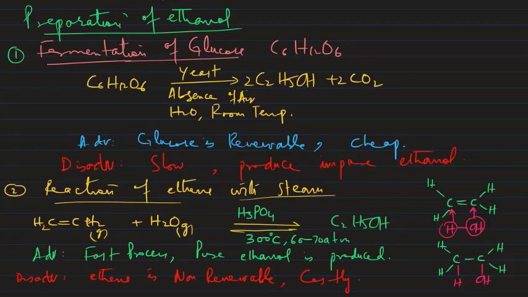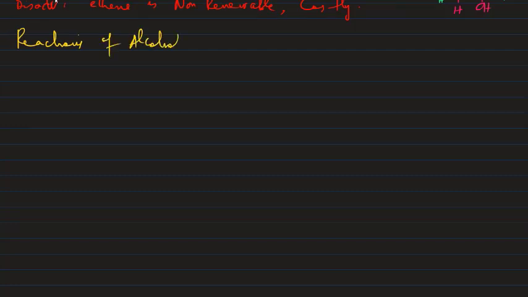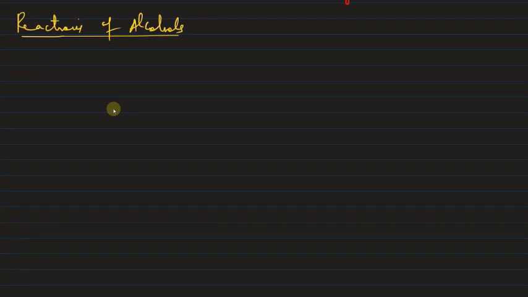So these are the two methods for the preparation of ethanol: by the fermentation of glucose, and by the reaction of ethene with steam, with their advantages and disadvantages. Okay, now let's move on and see the reactions of alcohols. There are two reactions of alcohols that we have to see. So the two reactions: one is the combustion and the second is the oxidation.